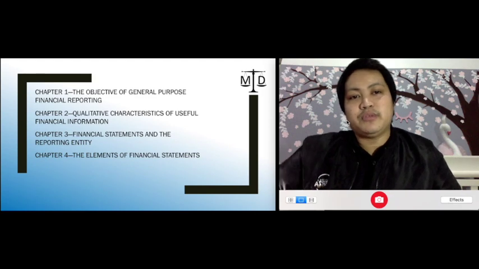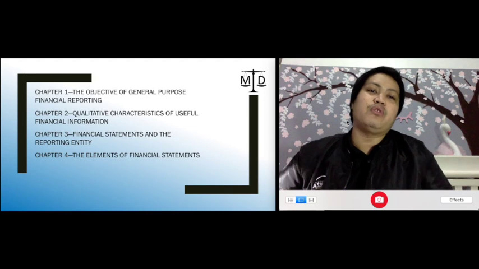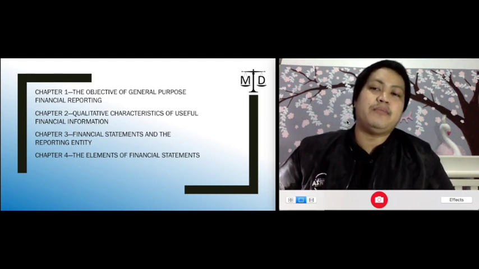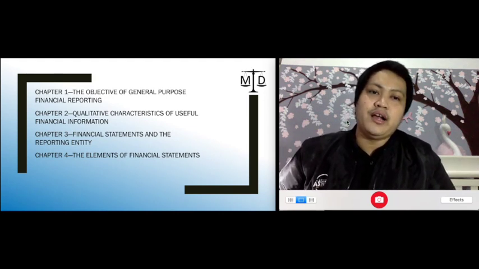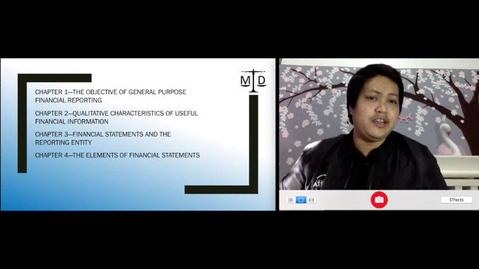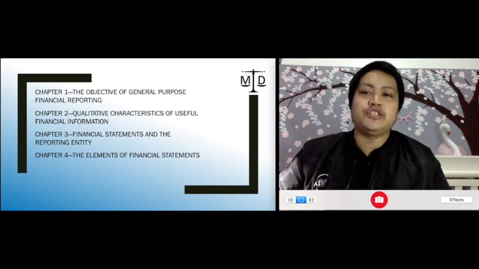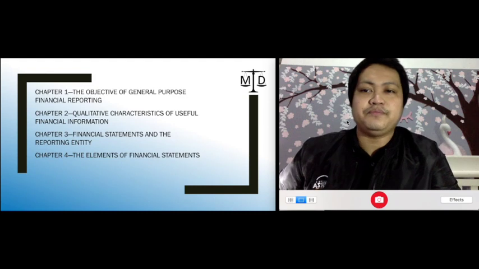Whereas questions from chapter 2 and chapter 4 will only test your ability to recall definitions. Very little application in chapter 2 and chapter 4. Application of your understanding of the concepts would be more on chapter 1 and chapter 3.